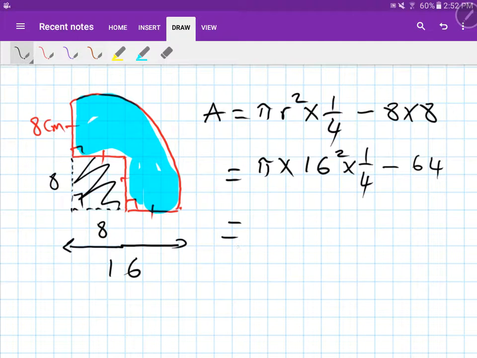And you just type that in your calculator, and you will get 137.06, 2 decimal places if you want. And then if you want 1 decimal place, as I said earlier, it equals 137.1 centimeters squared. Thank you for watching this video.